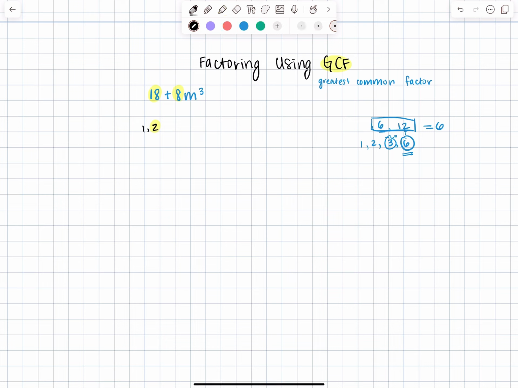So all you're going to do is write a 2 out front. Then make your parentheses. Think about the number that you multiply with 2 to get 18, and that is 9. So 2 times 9 gives you 18, plus, and then 2 times what number gives you 8, and that is 4. 4 times 2 is 8, and then you just write m cubed, and this is your final answer.